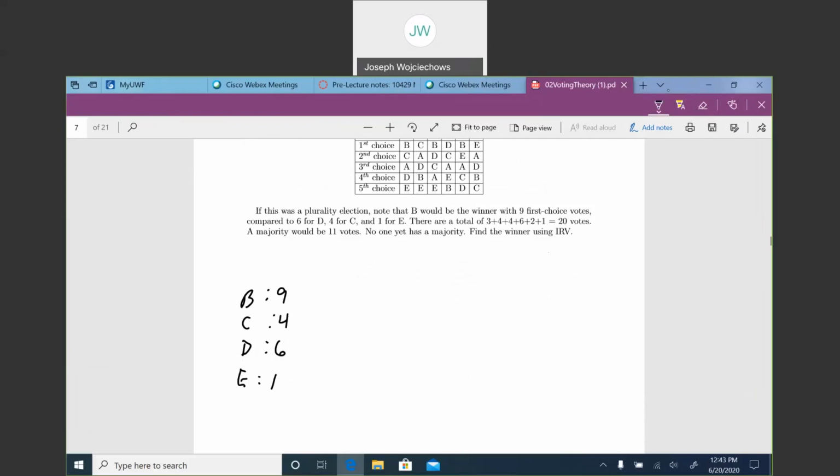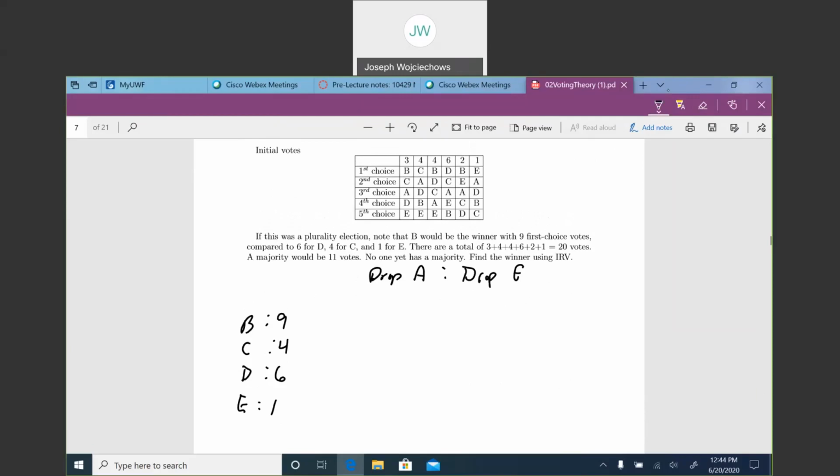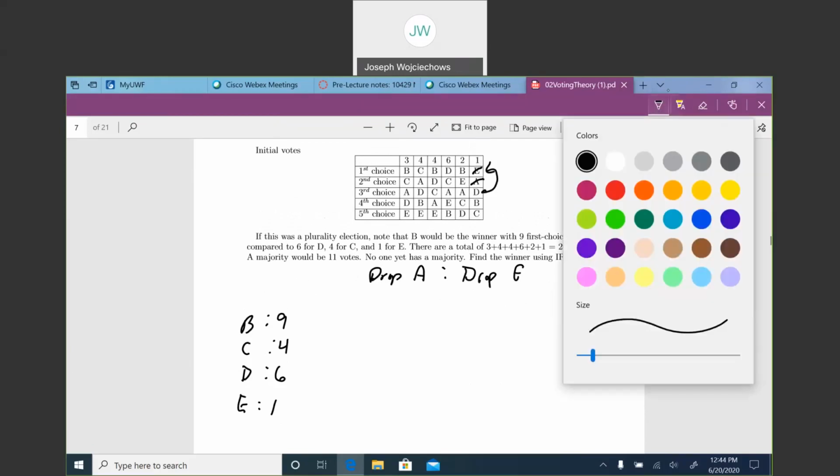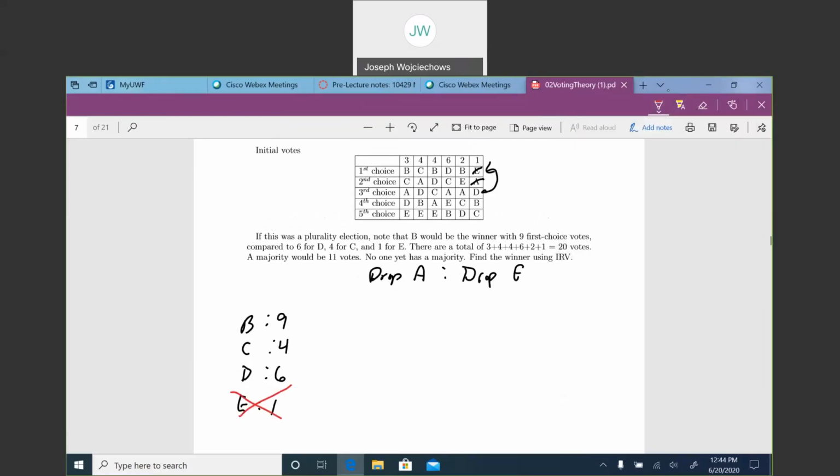So we lose A initially. We drop A. Now we're going to drop E. So again, this first place vote here, it can't go to A. A's gone, so it goes to D. Which means E is dropped out and D now has 7.